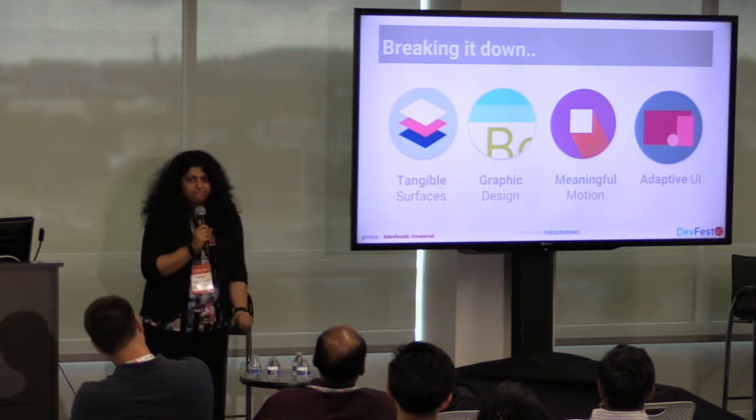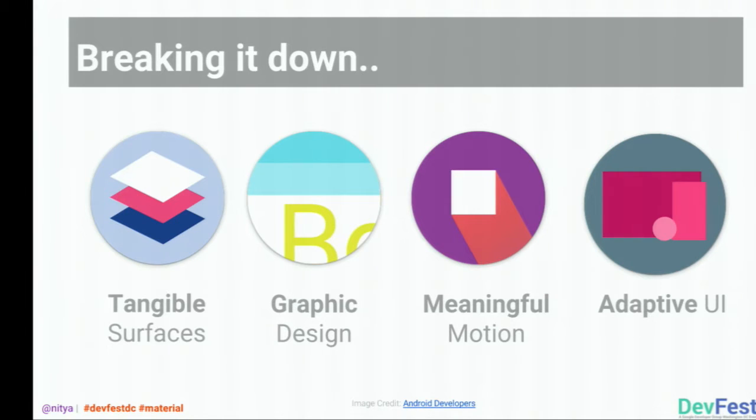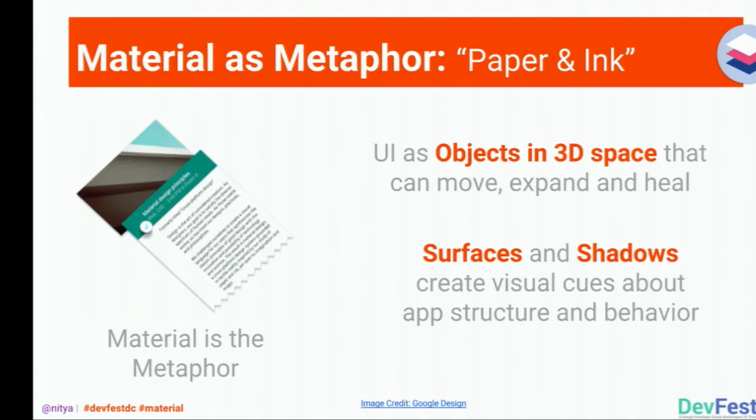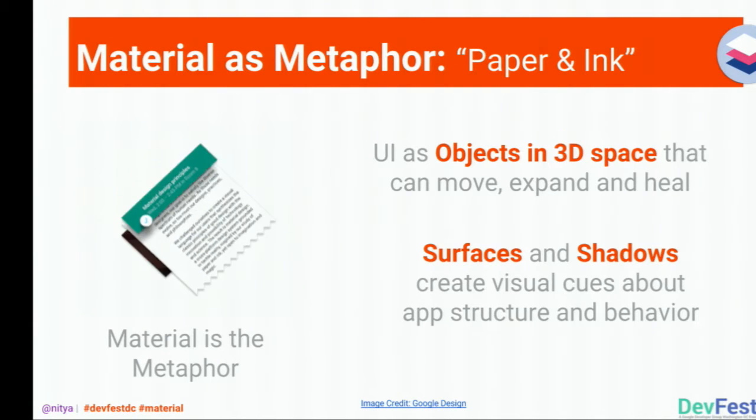So breaking it down, if someone comes up to you and says, hey, can you tell me something about material design? Remember these 4 words and you'll impress them. There are 4 terms, okay? The first one is tangible surfaces. And we're going to look at each one really briefly. The first thing looks at how you actually model the thing on which you paint your interfaces. The second one is about graphic design. We'll talk about that too. Third says meaningful motion, and the last one says adaptive UI.